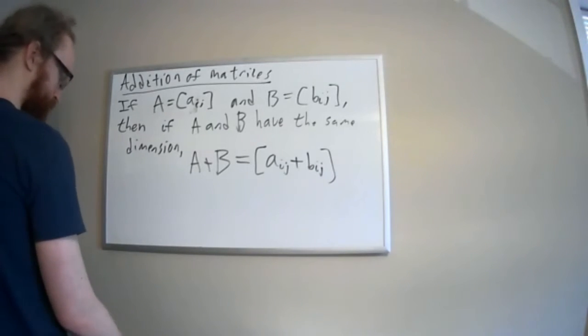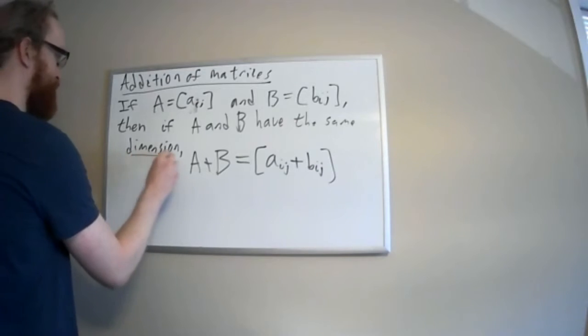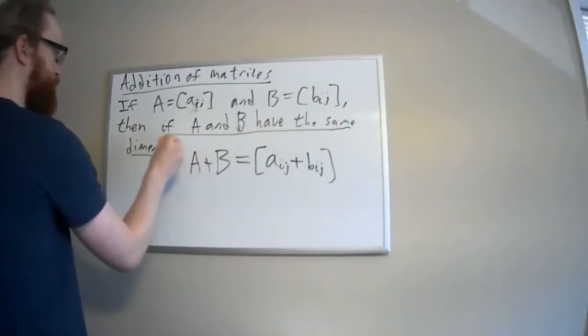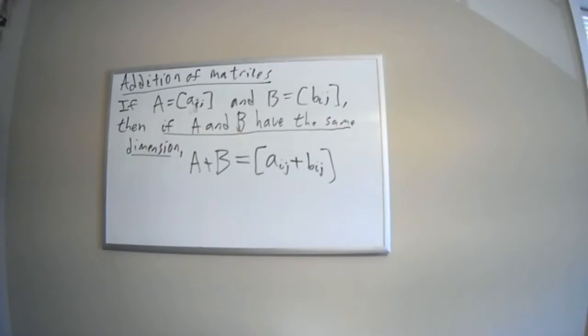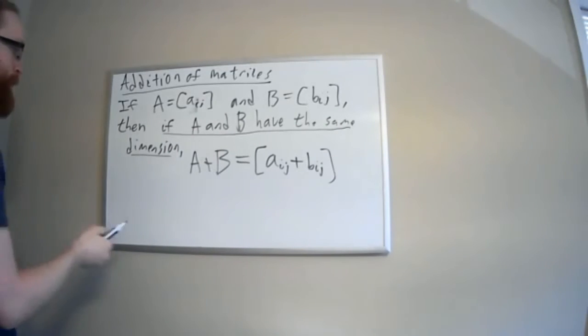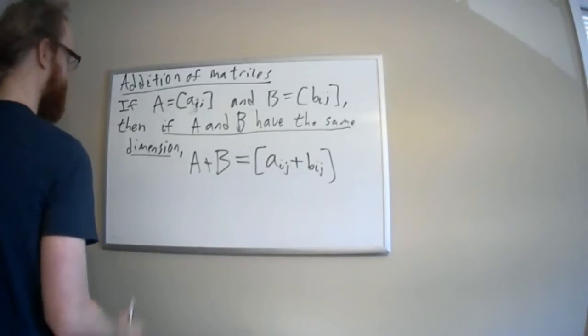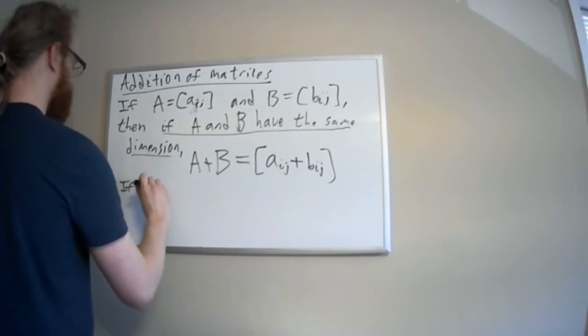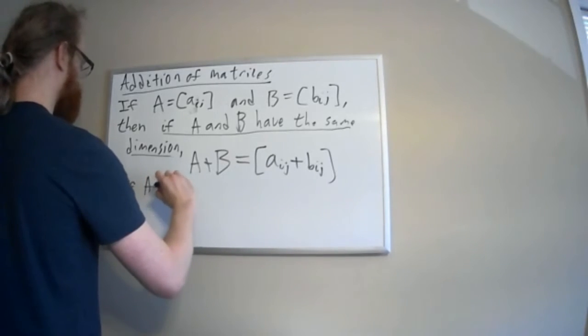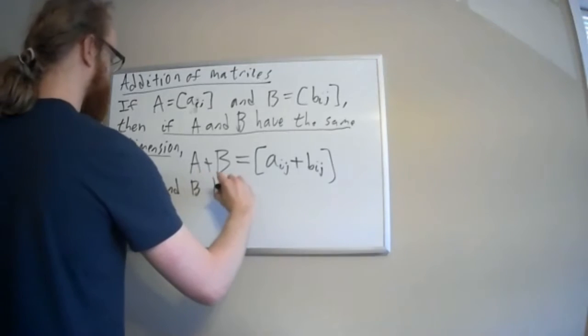So note, I've had to point out that they have to have the same dimension. That's really important. The 2 matrices have to have the same dimension. And if they do, I just add them together by adding corresponding entries. So let me just tell you this. If A and B have different dimensions, then this doesn't make any sense.